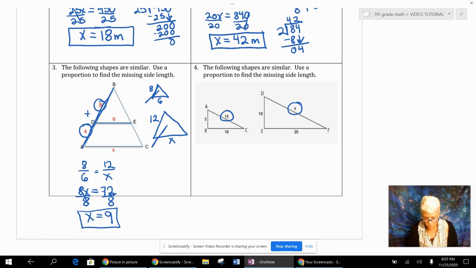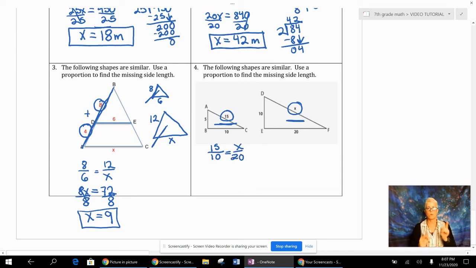But here's what I'm going to do. I'm going to put a line right here. Do you see that fraction 15 over 10? And I can put a line here. Do you see that fraction x over 20? It's all already set up for me. So I'm just going to rewrite it. 15 over 10 equals x over 20.